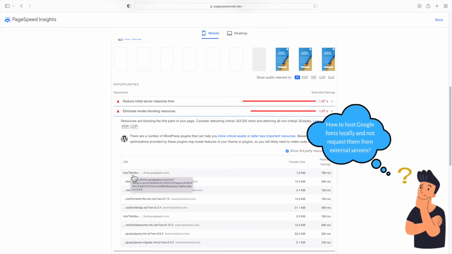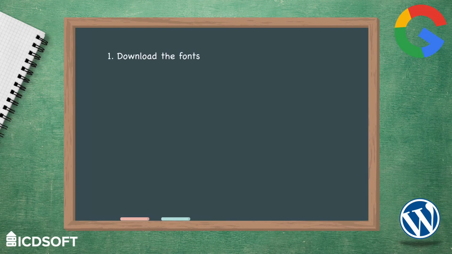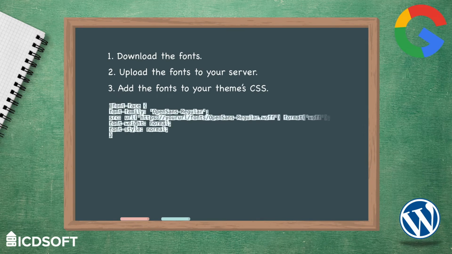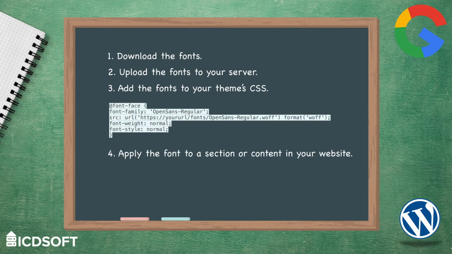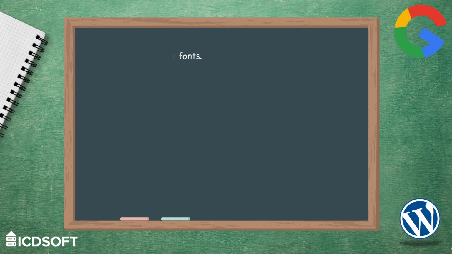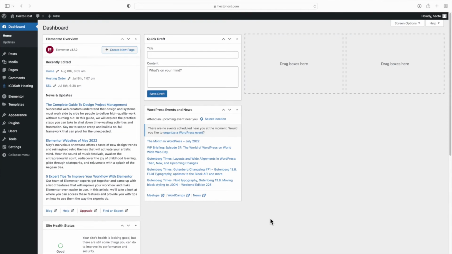So the big question is how to host Google fonts locally and not request them from external servers. First, there is the manual method, where you would download all your necessary Google fonts from fonts.google.com, upload them to your server, and then add them to your theme's CSS. Afterwards, you would have to apply custom CSS in every section where you like to use that font, so this method is more suitable for web developers or at least users that have a certain level of experience in CSS, HTML, and WordPress in general. That's why we'll suggest an easier approach, and it's based on using a plugin.